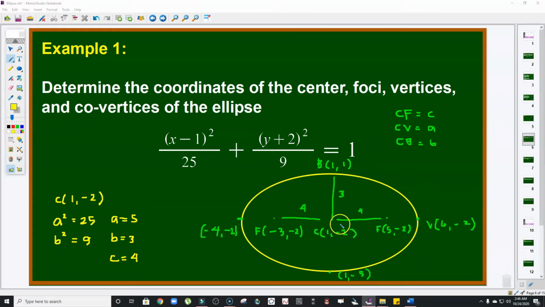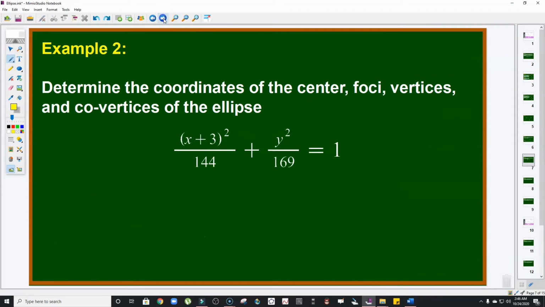Okay, so I now have the center. Alright? I now have the foci. That's (5, -2) and (-3, -2). Then, I now have the vertices: (6, -2) and (-4, -2). And lastly, the co-vertices: (1, 1) and (1, -5). Clear? Okay, so let's solve number 2.